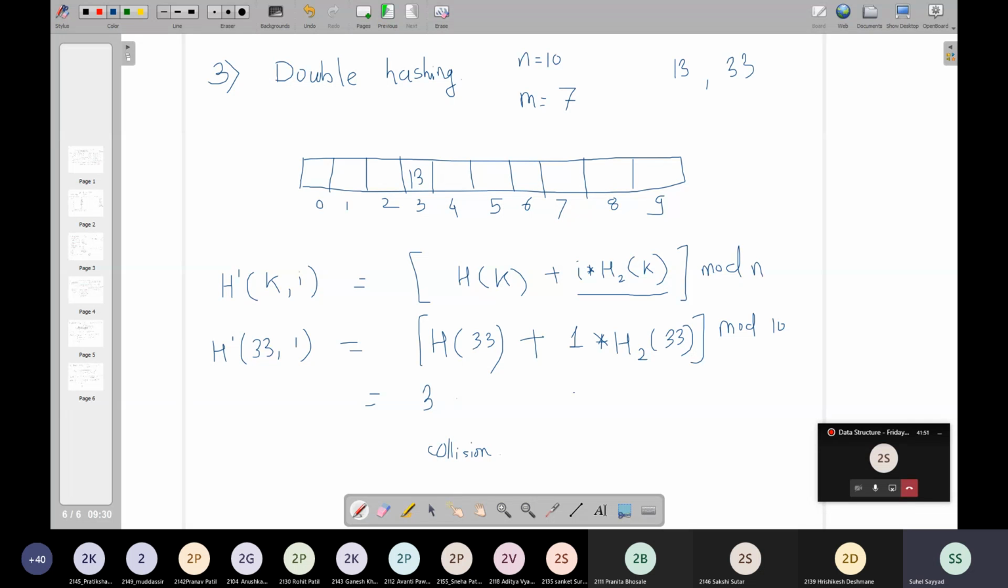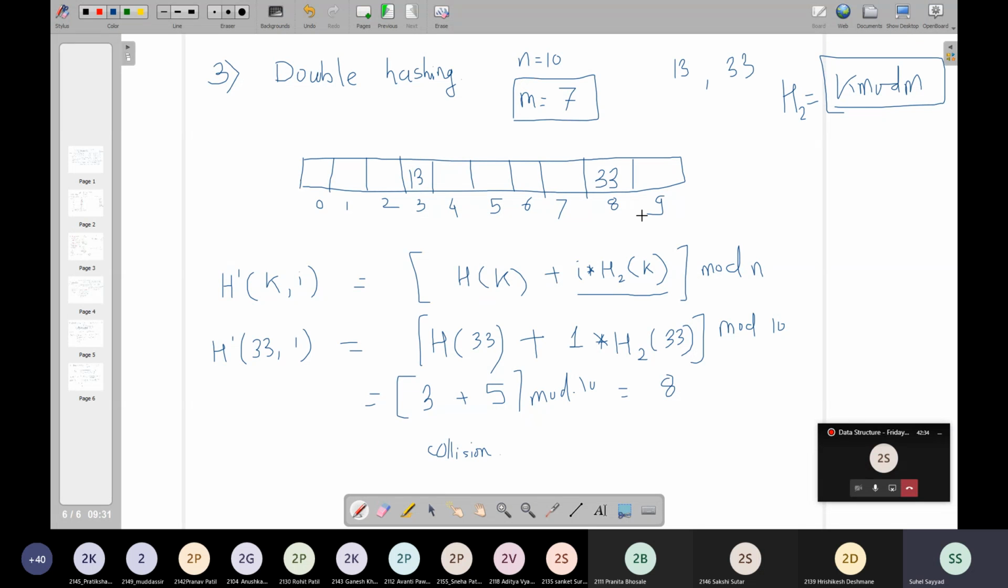h2 is a different hash function. What is h2? As I told you, it is k mod m. What is m given in the problem? It is 7. So 33 mod 7. What is 33 mod 7? 5. 33 mod 7 is 5. So 5 multiplied by 1 is 5. So this comes out to be 8 mod 10. So the answer you get is 8. So you'll be storing 33 at 8.